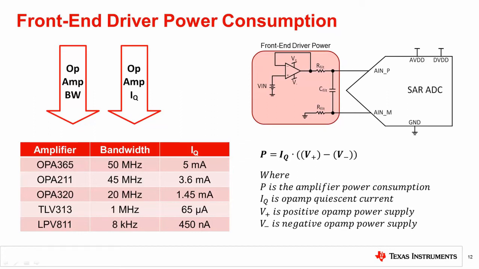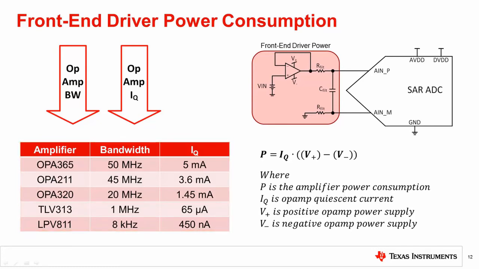The bandwidth required depends on the throughput of the SAR ADC. At lower throughput, less bandwidth is needed to drive the SAR. Generally with op-amps, as the bandwidth specification decreases, the quiescent current, or IQ, also decreases. The chart in the bottom left shows some example amplifiers comparing the bandwidth and quiescent current.